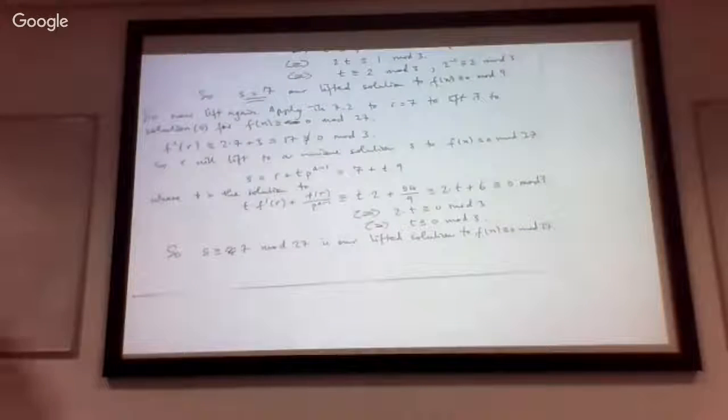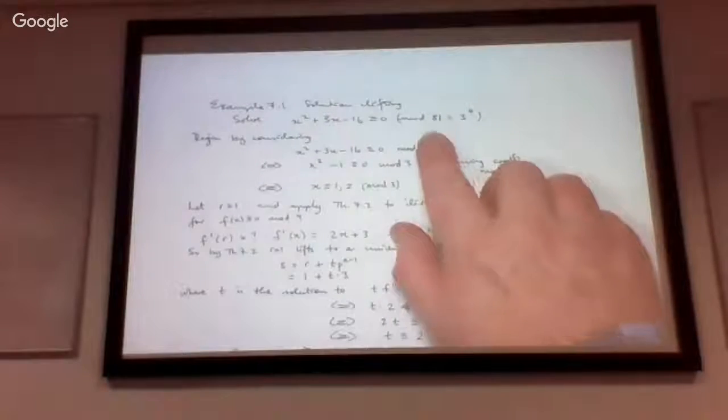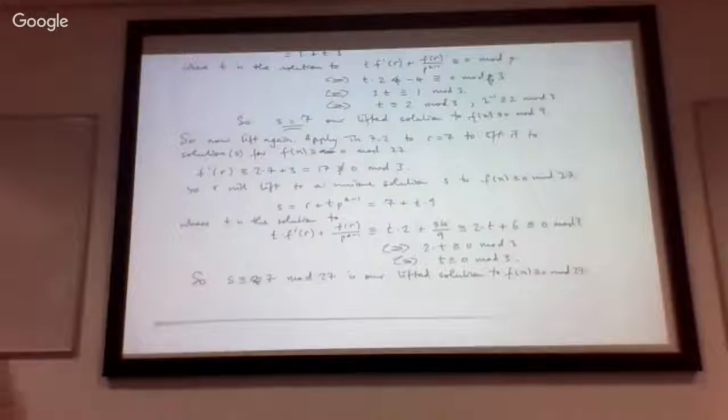Remember, f of 7 came out to be 54. 54 is also a multiple of 27. It's 2 times 27. So that checks out. It's still a solution modulo 27. So we're one step away from our destination. Our destination was modulo 81. We've now got a solution to the thing modulo 27. So we just need to raise it to another multiple of 3. Any question about any of those calculations at the moment?